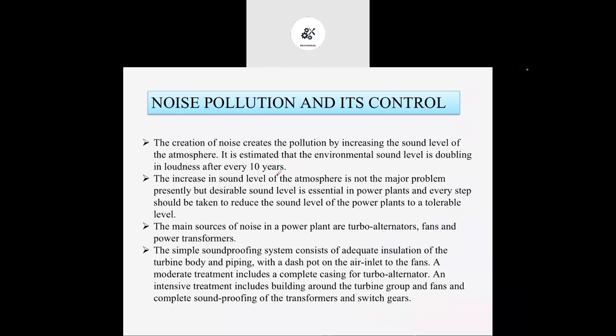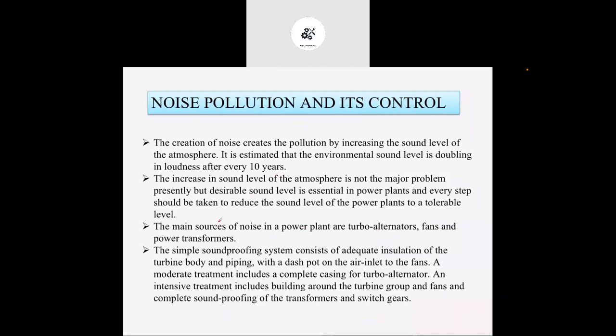Now, when the noise level is more than 80 decibels, it is not desirable for human beings. Workers working in those conditions for a very long time will have their hearing ability affected, and we have to carry out some methods or use safety devices in those conditions.